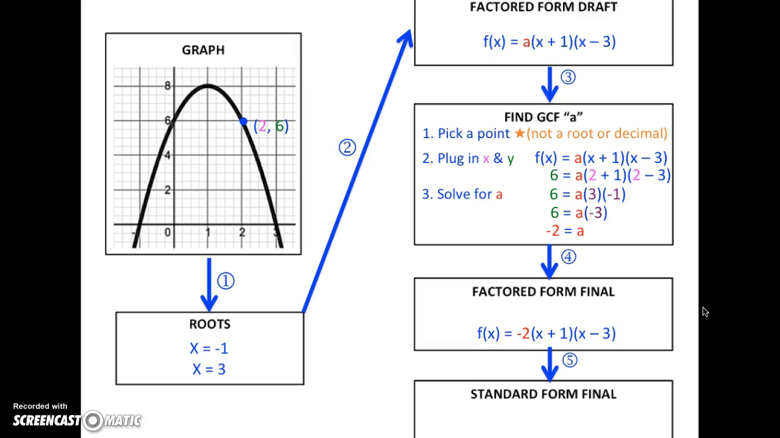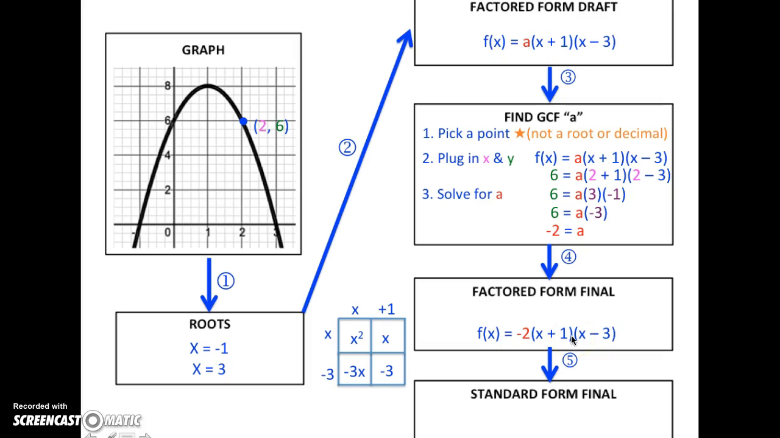We're going to get the standard form the same way we did it before. The way that we did it before was we multiplied using the box method. And I like to multiply my binomials first, and then once I've done that, I will distribute my a back in, especially when a is a fraction. So let's go ahead and multiply x plus 1 and x minus 3 using our box method. And when we do that, we get x squared, x, negative 3x, and negative 3.